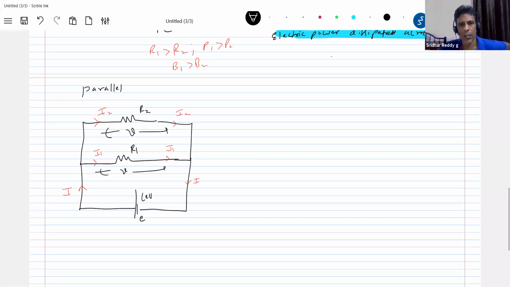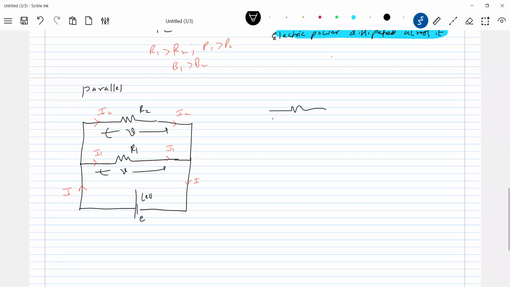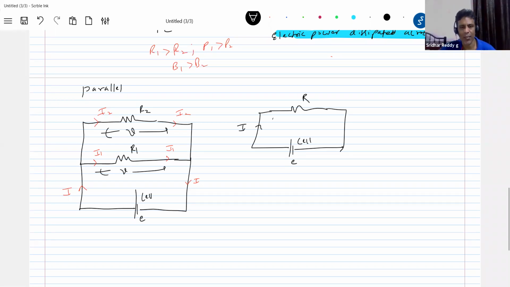So I want to replace these two by an equivalent resistor, that one. So let's come for I. So here what is I equal to from here? E by R. What about applying Ohm's law across this? What is I1? I1 should be E by R1. I2 should be equal to E by R2. All the potential drop generated across the cell will be shared by these two. They are connected in parallel, no?